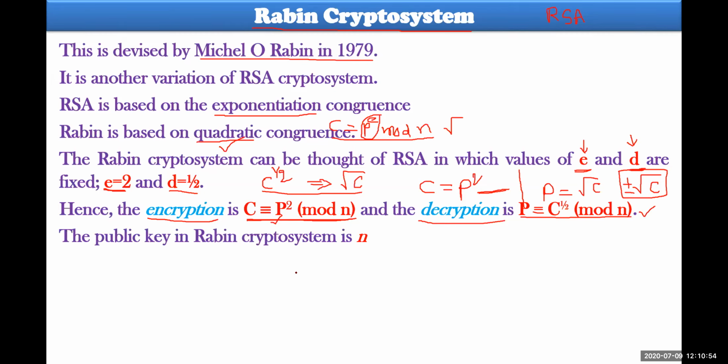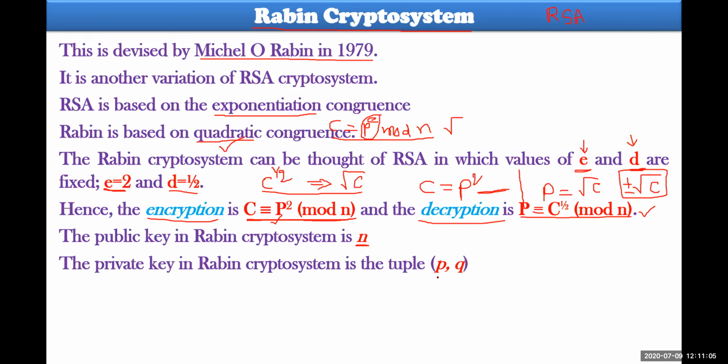Then, the public key of this Rabin crypto system will be N, and the private key will be P and Q. What are these P and Q? Let us have a discussion. After some time, probably within a couple of minutes, we will discuss P and Q here.